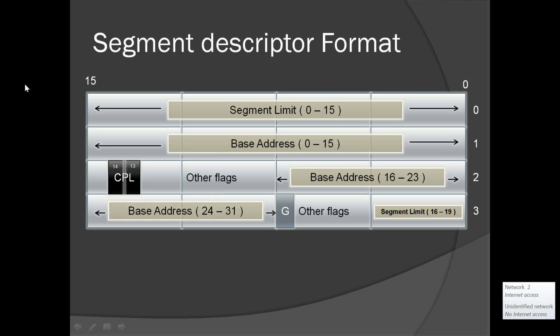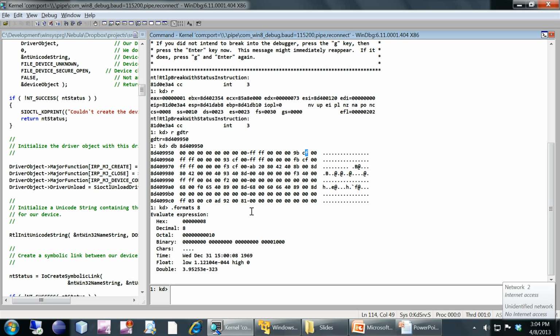Now comes the base address. The base address is 1, 2, 3, 4, 5, 6, 7, 8. Those are the nibbles. So let's see that. 1, 2, 3, 4, 5, 6, 7, 8, all zeros. So the base address is 8 zeros in hex.